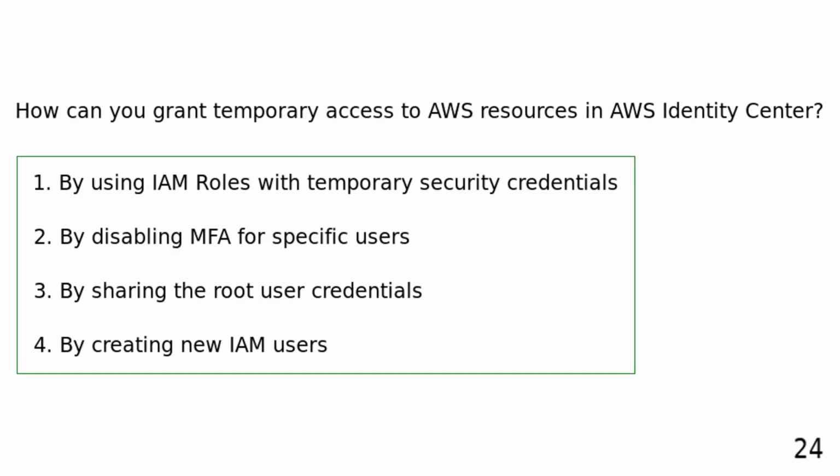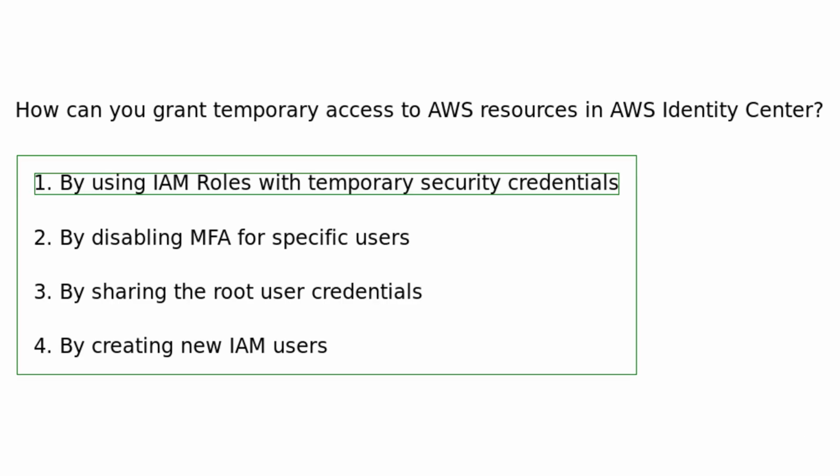How can you grant temporary access to AWS resources in AWS Identity Center? By using IAM roles with temporary security credentials. By disabling MFA for specific users. By sharing the root user credentials. By creating new IAM users. You can grant temporary access to AWS resources by using IAM roles with temporary security credentials, allowing users or services to assume a role for a limited time.